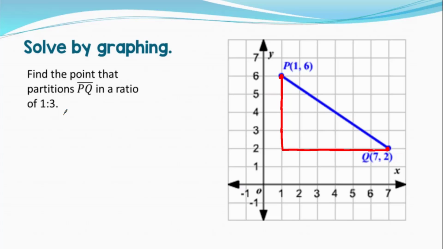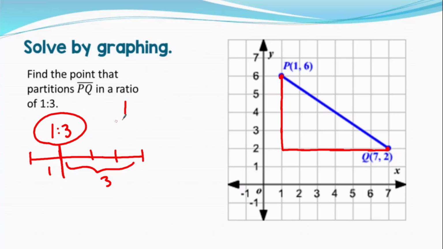So let's think about how many parts that is. A 1 to 3 ratio, let's draw it real quick. 1, 1, 2, 3. So a 1 to 3 ratio would be this point here. That means I've got a total of 4 parts. So I'm going to add these together, and I've got 1/4 of the way. So here I've got 1, and then 2, 3, 4. So this one, a 1 to 3 ratio.